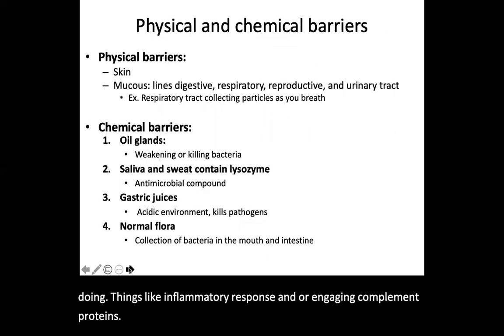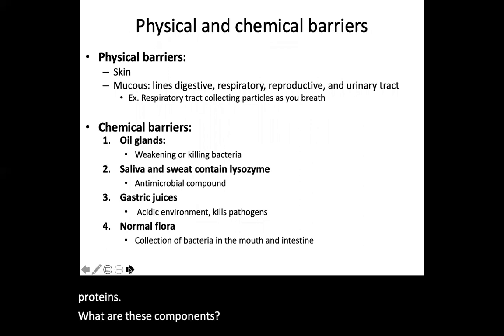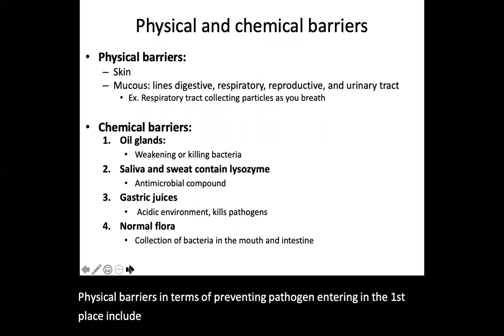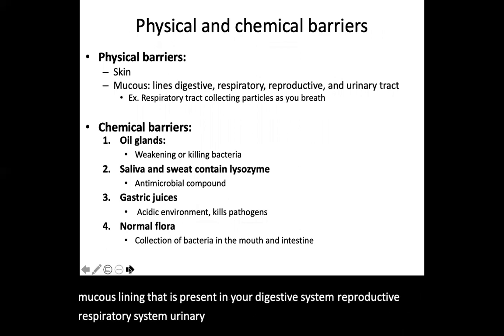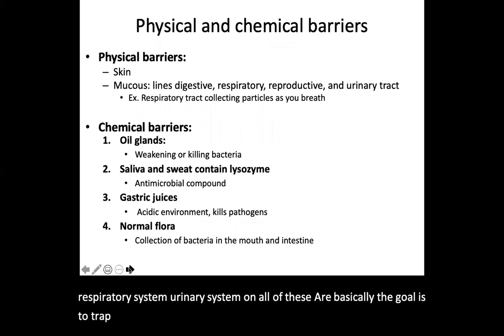So what are these components? Physical barriers in terms of preventing pathogens from entering in the first place include your skin. Again, skin is the most effective barrier, and the mucus lining that is present in your digestive, reproductive, respiratory, and urinary systems. The goal of all of these is basically to trap and collect bacteria or pathogens that may be trying to get access to the body.